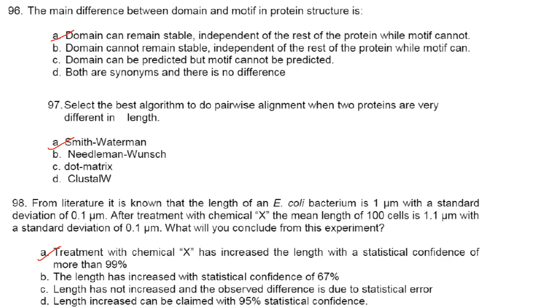So it is Smith and Waterman. That is for local alignment. Then, from literature, it is known that the length of an E. coli bacterium is 1 micrometer with a standard deviation of 0.1 micrometer. After treatment with chemical X, the mean length of 100 cells is 1.1 micrometer with standard deviation of 0.1 micrometer. What will you conclude from this experiment? So, treatment with chemical X has increased the length with a statistical confidence of more than 99%. Answer is option A.